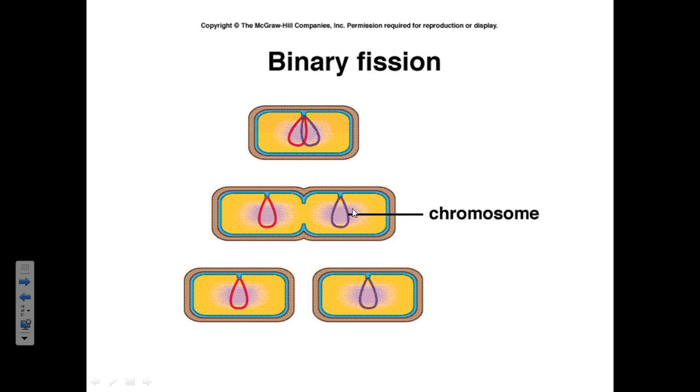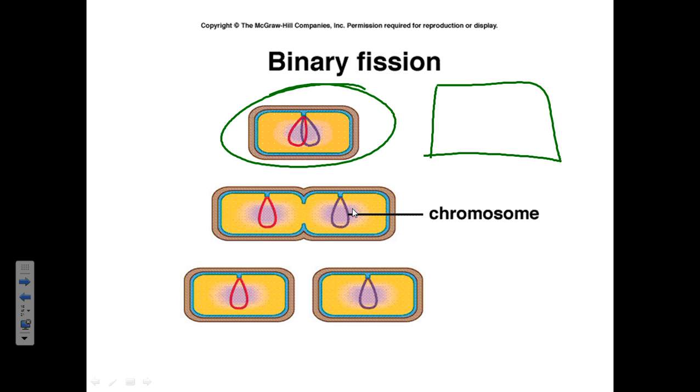Here we're looking at binary fission. Before this picture ever happened, what would this cell have looked like? Probably would have looked like that. So what happened between here and here? The DNA got replicated, right? It got copied. And notice it's attached to the membrane up top.